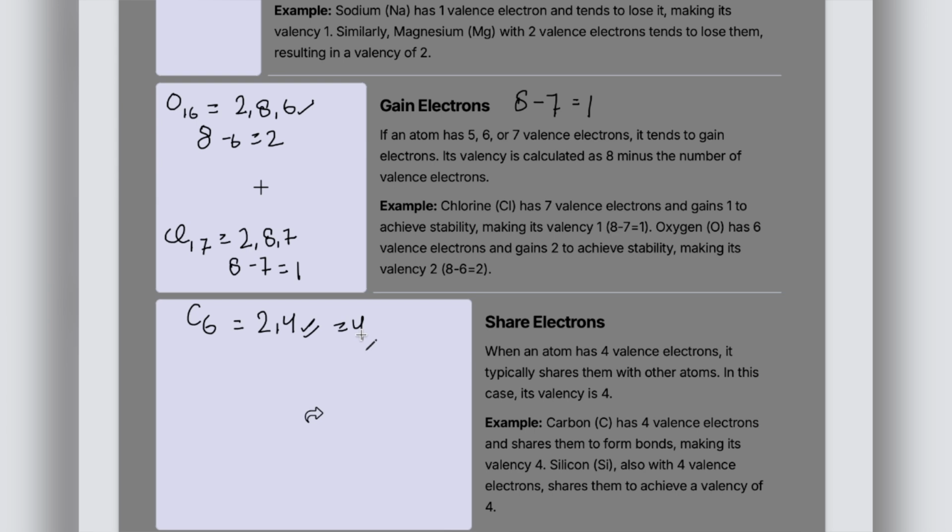In the case of silicon, its atomic number is 14. So its electronic configuration is 2, 8, 4. So there are also 4 electrons in the valence shell. It shares all its 4 electrons with other atoms to get stability. So its valency will be 4.